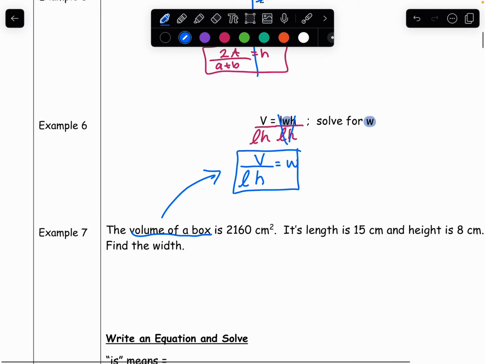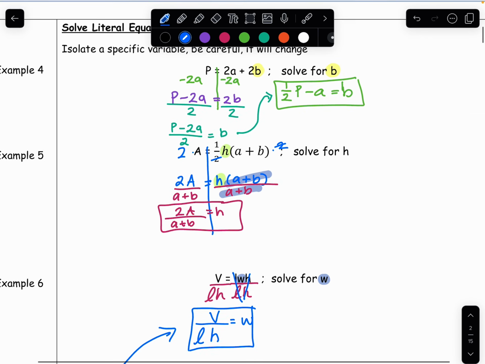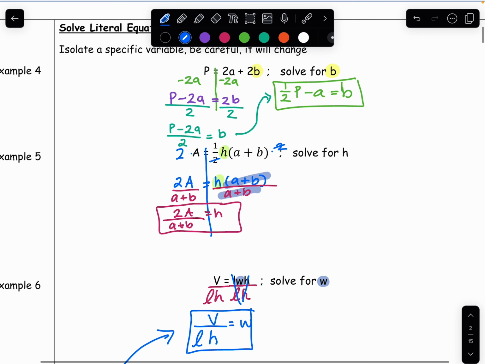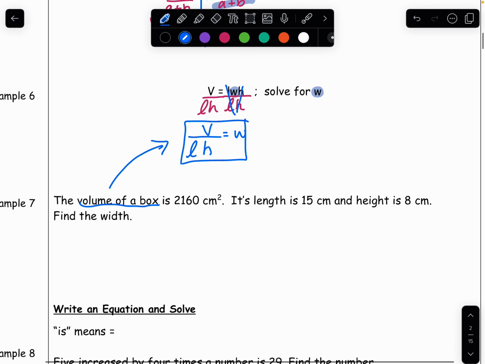And so our next problem, well, hopefully you're feeling good with literal equations, because the purpose of a literal equation is you might not always be given specific information. You might be given information on both sides of the equation. So being able to isolate a variable can be very helpful. And so I'm going to prove it to you. We are given the volume of a box is 2,160 centimeters squared. Its length is 15 centimeters and its height is 8 centimeters. We are asked to find the width.